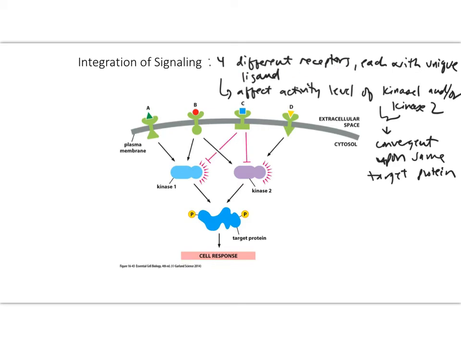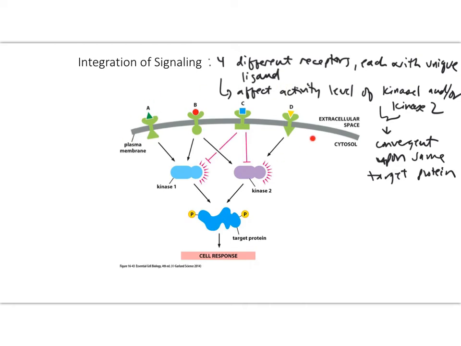That there's 4 different receptors, each has their own unique ligand. They can each affect the activity level of kinase 1 and/or kinase 2, and then these 2 kinases are convergent upon the same target protein. And so this is where the integration comes in: this target protein integrates information about activity levels from kinase 1 and kinase 2, and those activity levels are a result of the presence of ligands for each of these 4 receptors.